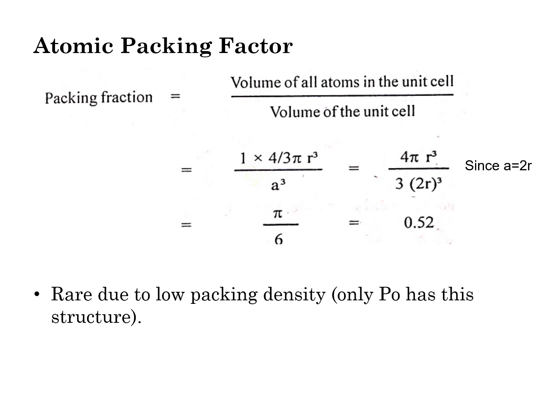Therefore, we have to simplify this by putting a is equal to 2r. If we put a is equal to 2r, this 4 pi by 3 r cube over 2r cube, where 2 cube is 8 into r cube. Therefore, r cube cancels, and this 2. Therefore, pi by 3 into 2, 6. Pi by 6 is equal to 0.52. Therefore, 52% of the space is packed by atoms. Therefore, it is loosely packed. This is rare due to low packing density. Only polonium has this structure.